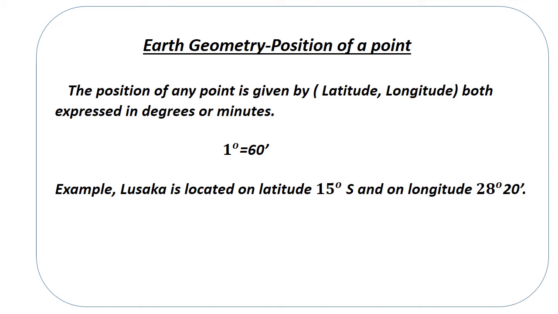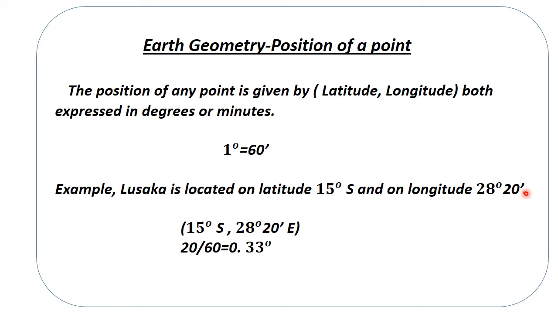So here's an example. Osaka is located on latitude 15 degrees south and on longitude 28 degrees 20 minutes. To state the position of Osaka, we just write first the value of latitude, 15 degrees south, then the value of the longitude, 28 degrees 20 minutes east. Here it was supposed to be east, that's why it is east. I forgot to put the east here when writing.